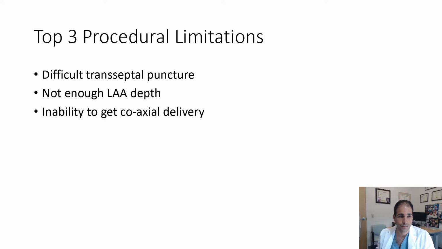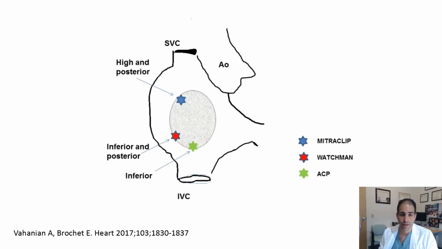coaxial or not. This diagram depicts the anatomy of the fossa, and it also shows typical crossing points for various left atrial procedures. The red star indicates a typical crossing location for a left atrial appendage occlusion procedure and is in the inferior and posterior segment of the fossa.